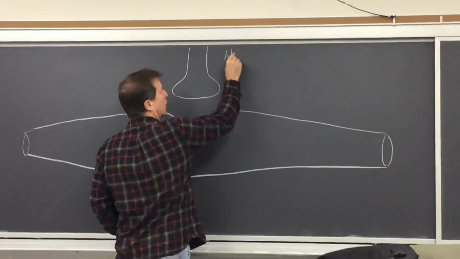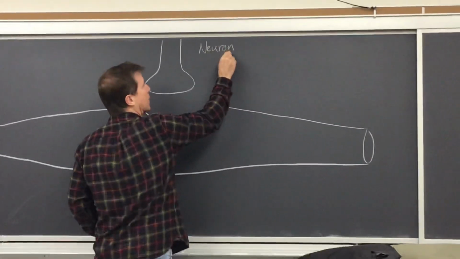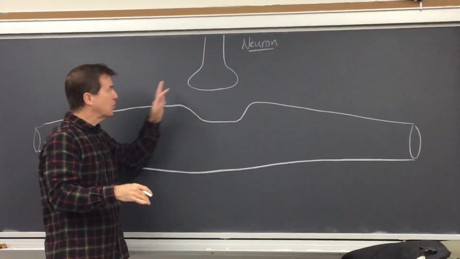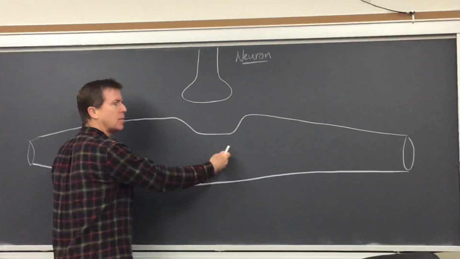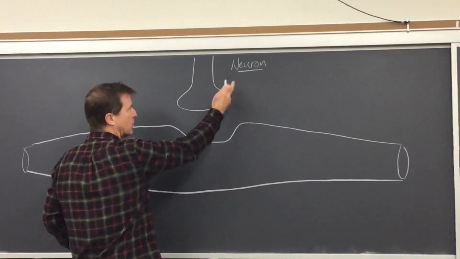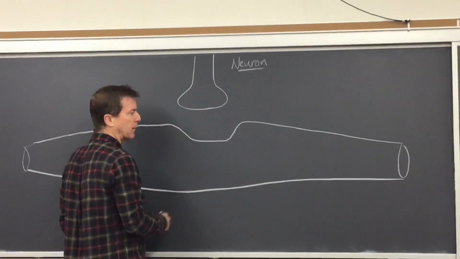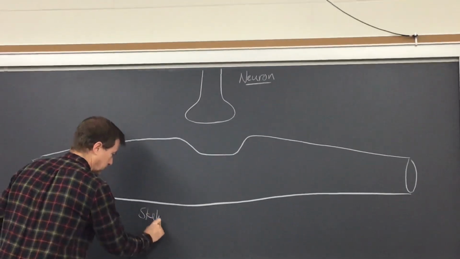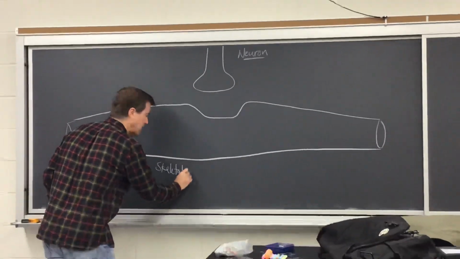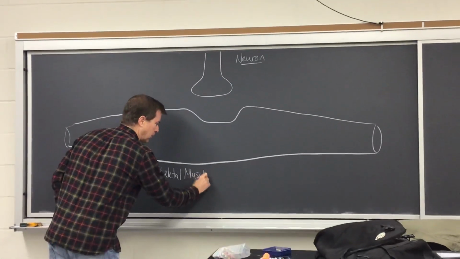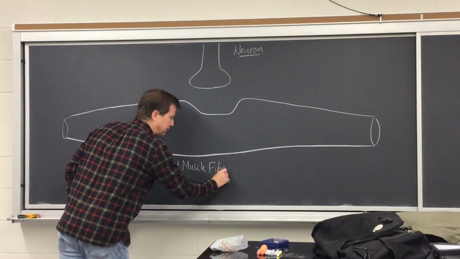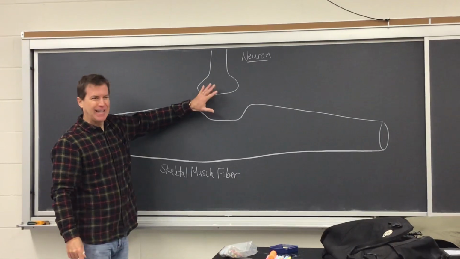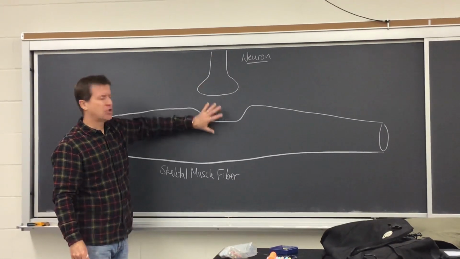So I'm just going to write neuron, and if you haven't gotten to the nervous system yet, you will. We'll discuss a little bit about what the neuron does, but mostly about what happens down here. So here's the motor neuron. Here is the skeletal muscle cell. I'm going to write skeletal muscle fiber, single cell. We call this connection point the neuromuscular junction.